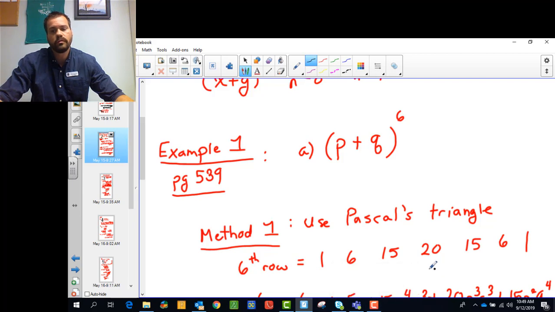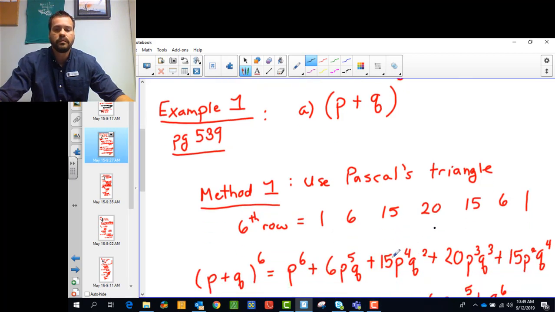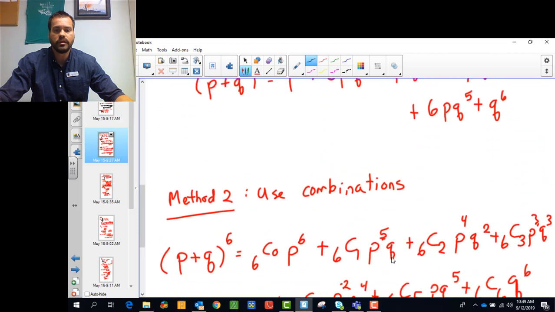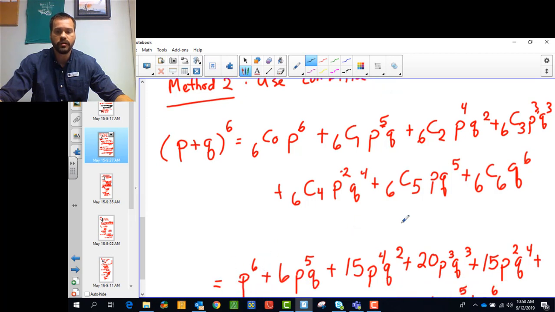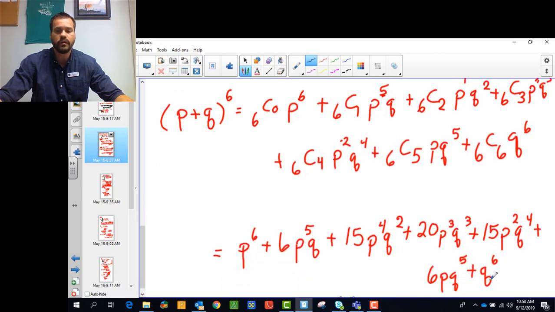Or the other option is to use combinations. And to use combinations, we would go 6 choose 0, that's our first coefficient, 6 choose 1, 6 choose 2, 6 choose 3, 6 choose 4, 6 choose 5, and 6 choose 6. And you can find those values on your calculator, or you can use the formula that we've talked about for combinations. Okay, so you can do that either way. You will get the coefficients 1, 6, 15, 20, 15, 6, and 1. Either you use Pascal's triangle or you use combinations, they give you the same thing.